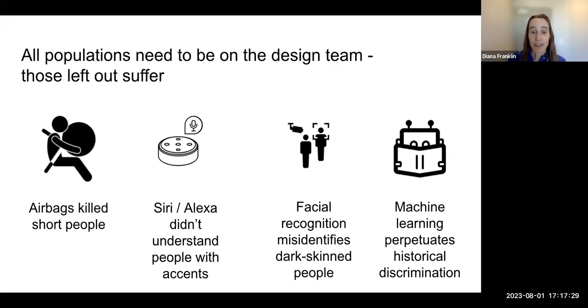Siri and Alexa didn't, and maybe still don't, I don't know if they've gotten better at understanding people with accents. Facial recognition misidentifies dark-skinned people, and machine learning learns from the past, and the past is awful in many ways. And so it is perpetuating historical awfulness, historical discrimination in its decisions.